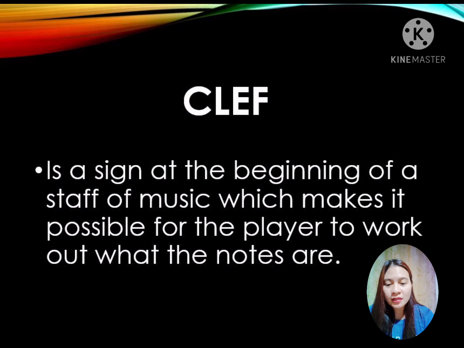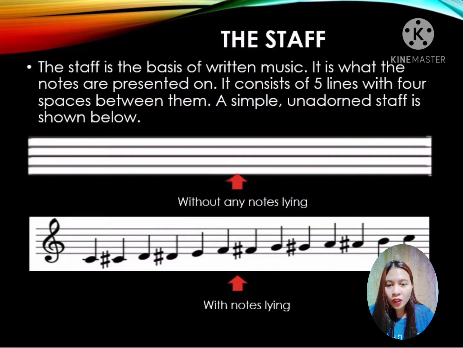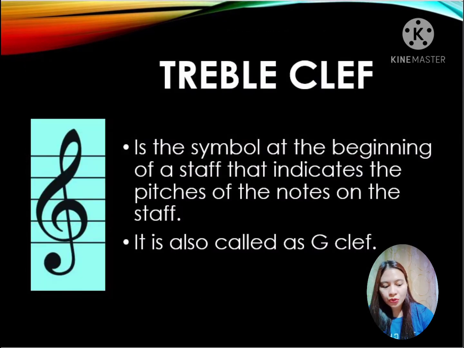The first musical symbol that I will be discussing is the clef. The clef is a sign at the beginning of the staff of music which makes it possible for the player to work out what the notes are. From my example here, the clef is at the beginning of the staff, and this clef is called a treble clef. The treble clef indicates the pitches of the notes on the staff. It is also called the G clef since its style is like the letter G.